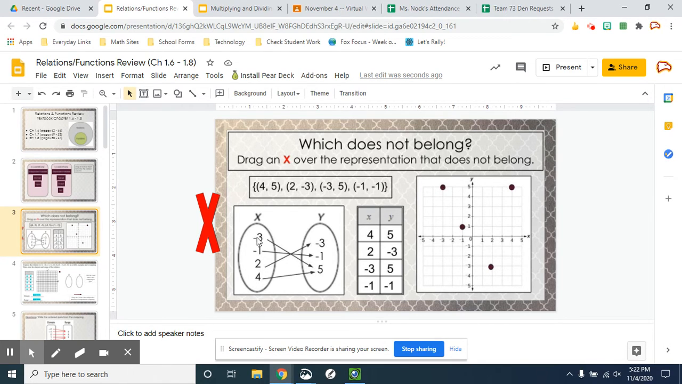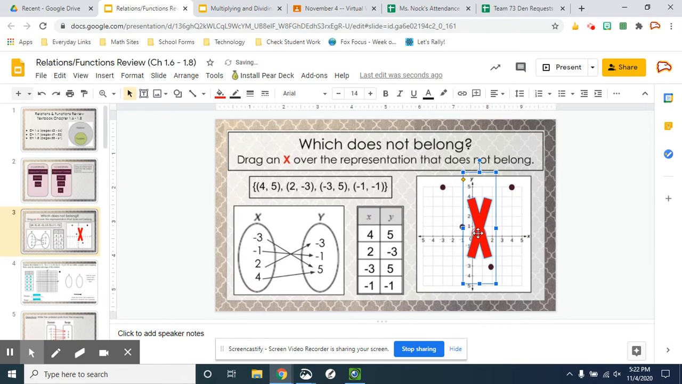-3, 5. We have -3, 5 in all of them. So far, everything's lining up. And now -1, -1. This should be the one to help us eliminate which one does not belong. So -1, -1. In our mapping, they're pointing at each other, x, y in the table. But instead of -1, -1, the graph has -1, 1. So the graph does not belong.